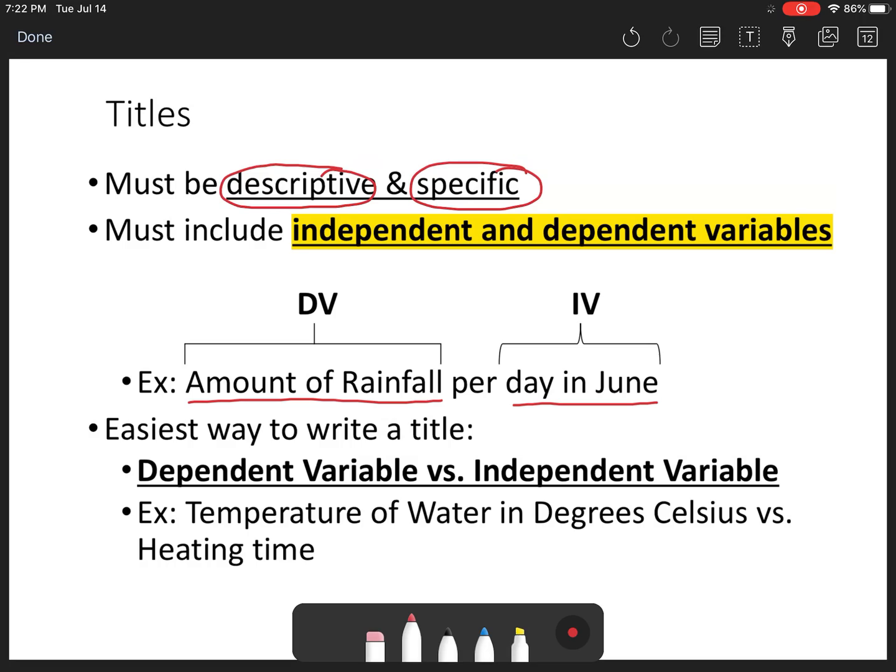So, for example, the temperature of water in degrees Celsius versus the heating time. I'm going to change how long I take to heat the water, and then I'm going to measure the temperature of the water in degrees Celsius. So this right here is my independent variable, and the temperature of the water is my dependent variable. And then whenever possible, make sure you use units. Sorry, can't read my writing on this chicken scratch on these things.